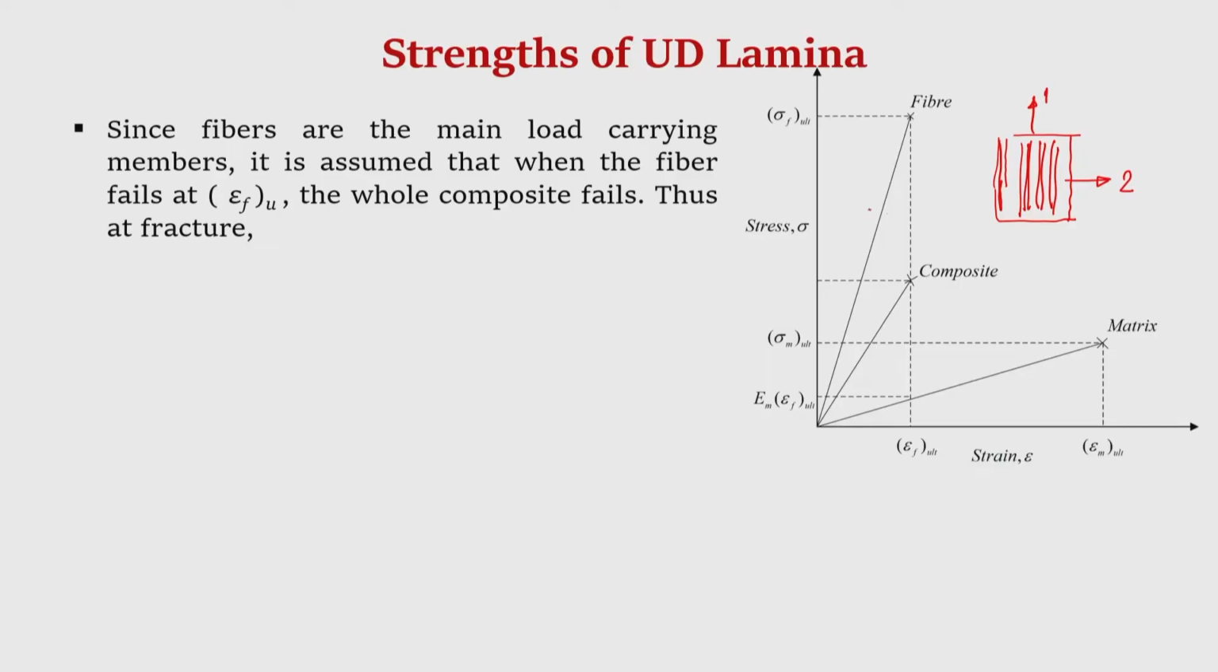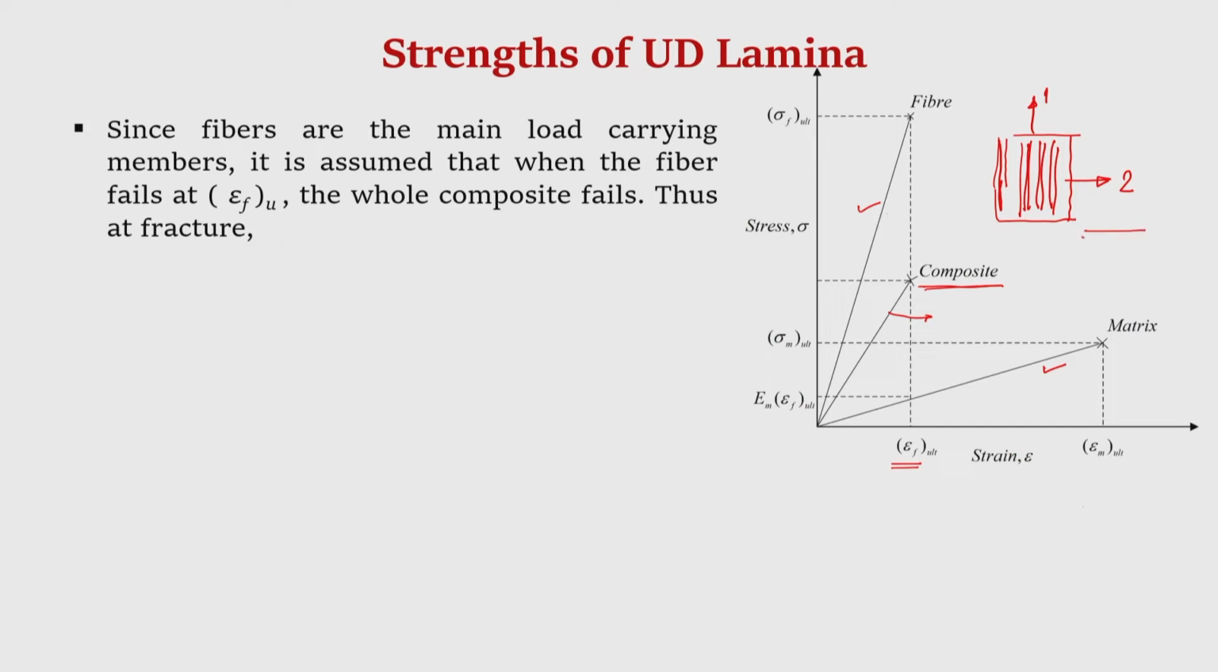Now, if that be so, suppose this is the stress strain curve for the fiber and this is the stress strain for the matrix, and for a given volume fraction this is the stress strain curve for the composite. Now, when this composite or this lamina is actually loaded, if you keep on increasing load, when the strain reaches the ultimate tensile strain of the fiber, the fibers actually fail. Now, we have assumed that all the fibers are of equal strength, therefore, all the fibers will fail.